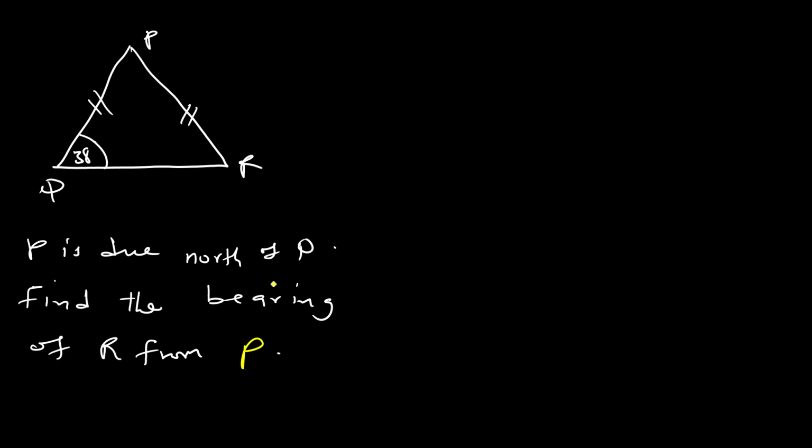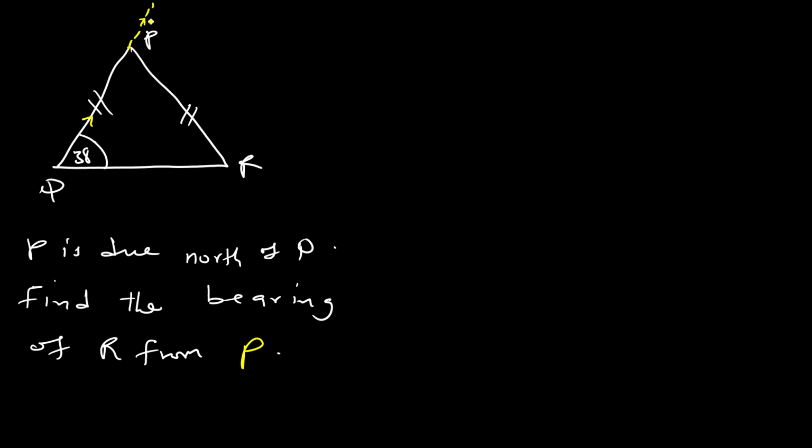All right, so it is given that P is due north of Q. So this is our north. Okay, that is for P. That is the statement. Okay, find the bearing of R from P.